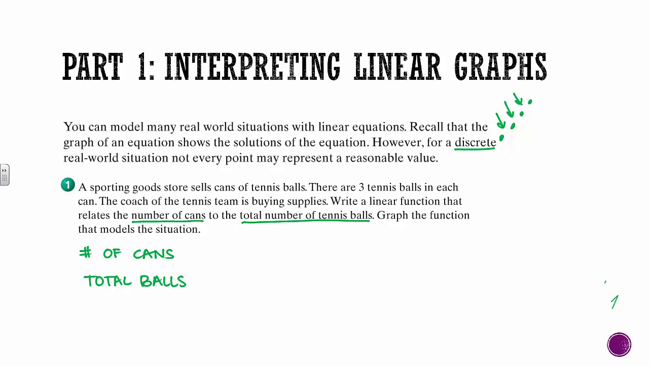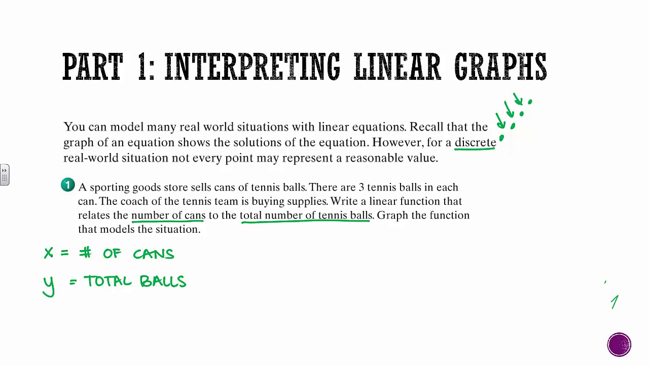And then we need to figure out which one's the independent variable and which one's the dependent variable. So remember, independent is what I can change. And I'm going to change the number of cans that we buy. And because of that, that's going to change the total number of tennis balls that I have. You can think of the number of tennis balls as dependent on the number of cans that I buy.